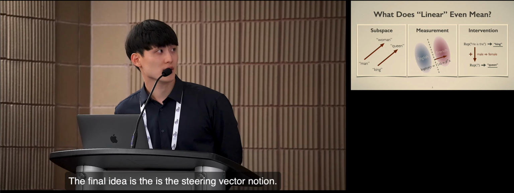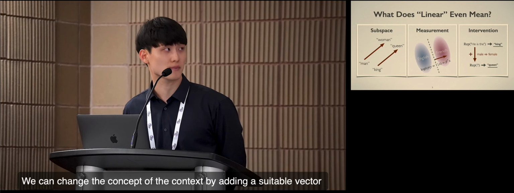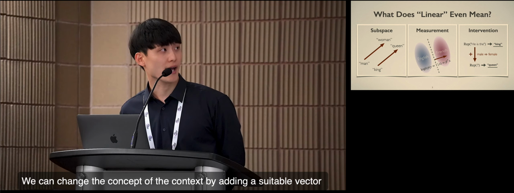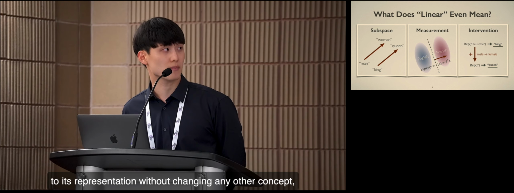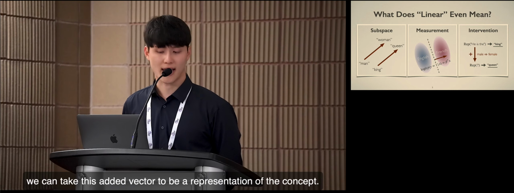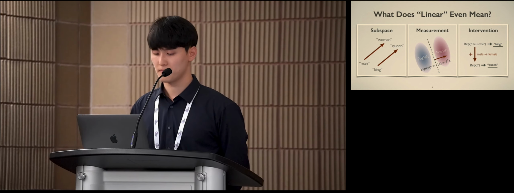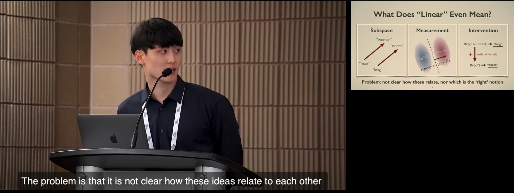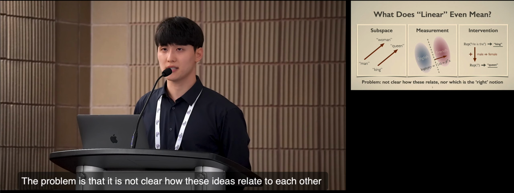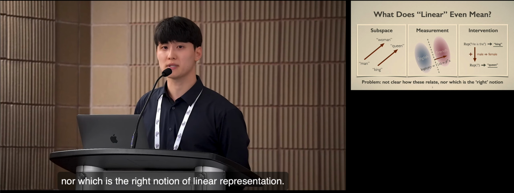The final idea is the steering vector notion. We can change a concept of the context by adding a suitable vector to its representation without changing any other concept. We can take this added vector to be a representation of the concept. The problem is that it is not clear how these ideas relate to each other, nor which is the right notion of linear representation.